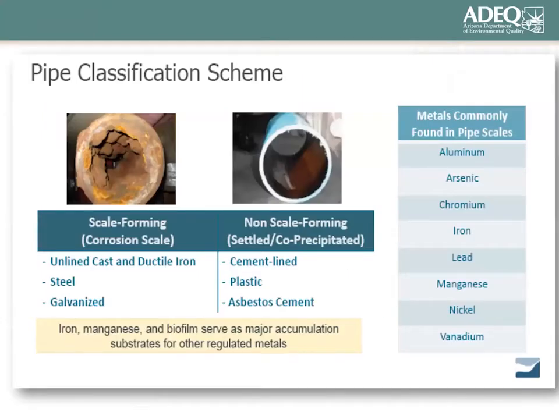So here you have two different pictures of pipe classification schemes. On your left, you see scale forming, which is a corrosion scale. Typically, we can see this with unlined cast or ductile iron pipe, steel and galvanized. You're not getting a very uniform type of scale forming. Non-scale forming, we get concerned when there's a lot of asbestos cement pipe used in the materials inventory, or plastic or cement lined. It's very hard to get scale onto those pipes, and therefore you have a direct metal to water relationship going on.